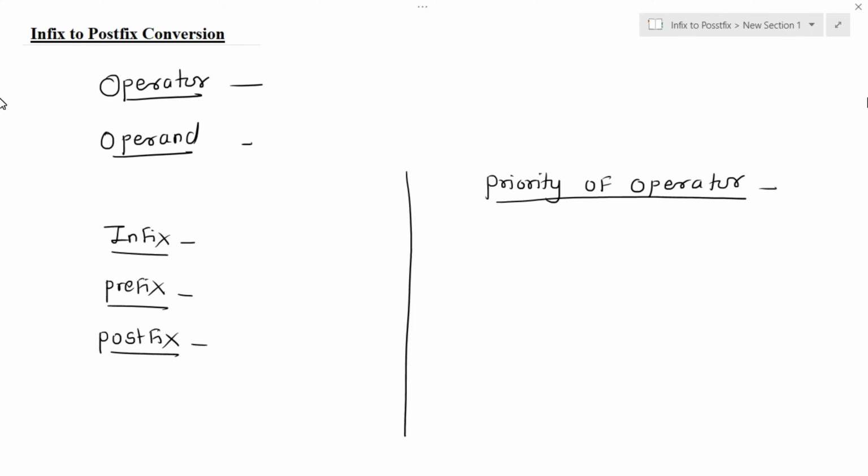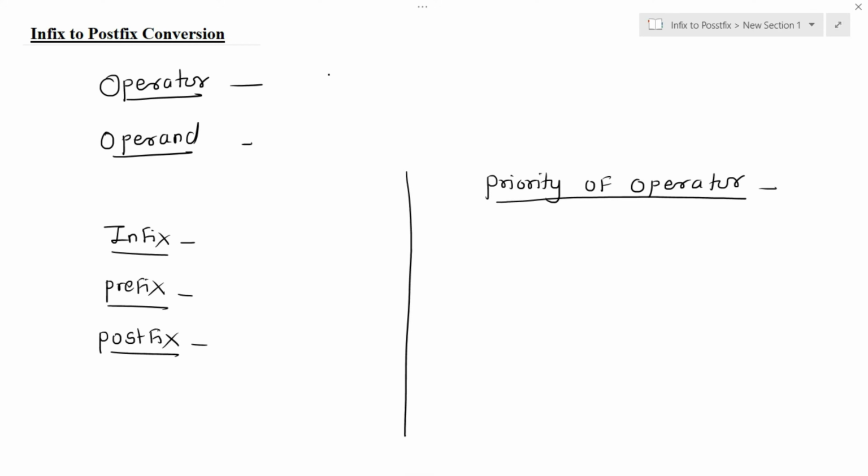In this tutorial, we are going to learn how to convert an infix expression into a postfix expression. Before starting the example, let's understand the basic terms related to the conversion. First of all, let's see what is meant by operator and what is operand.